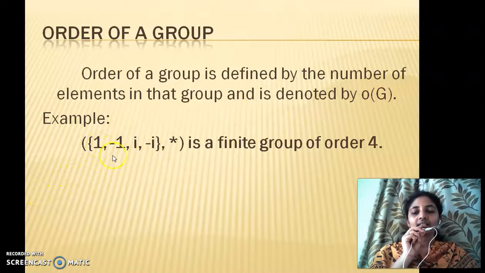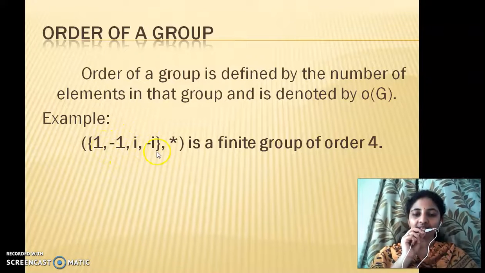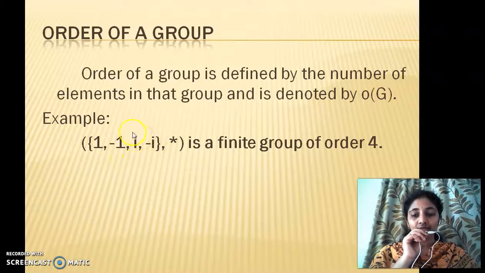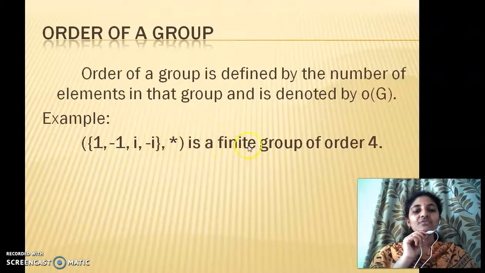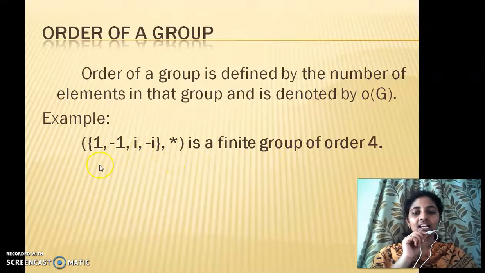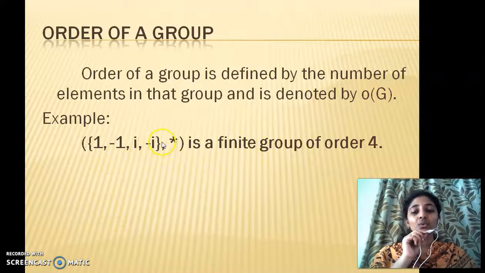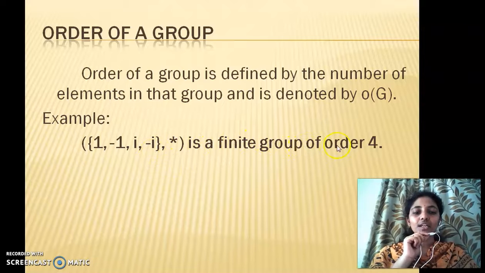Here this is a set with 4 elements, 1, minus 1, i, minus i. This set with the operation multiplication forms a finite group. As this has a finite number of elements, this forms a finite group. As there are 4 elements in this group, the order of this group is 4.